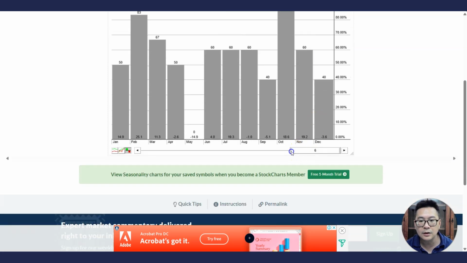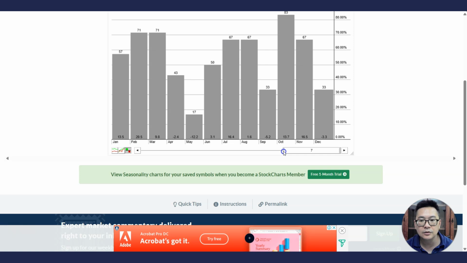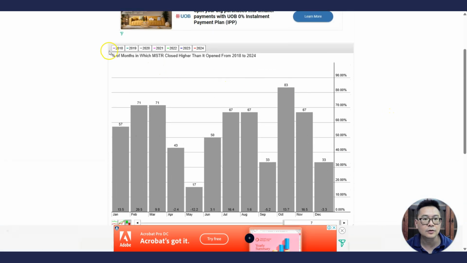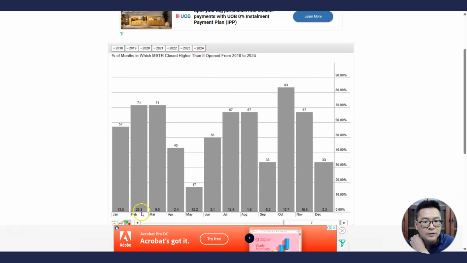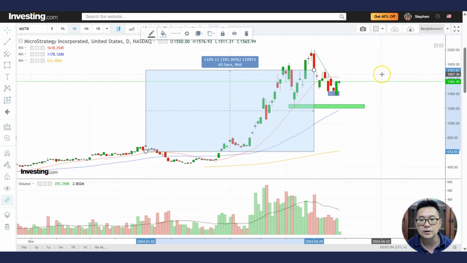But even if we draw out 7 years, from 2018 to 2023, and 2024 for January, February, and March, you can see that these 3 months have been good, but in April and May, it's not very good. So that is something that you need to take into consideration going into May. You have to be careful because there is a possibility that it might close lower.